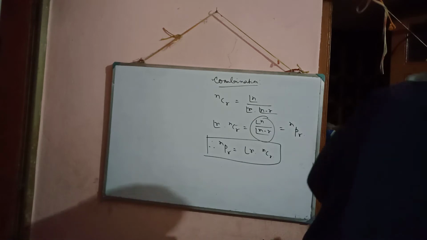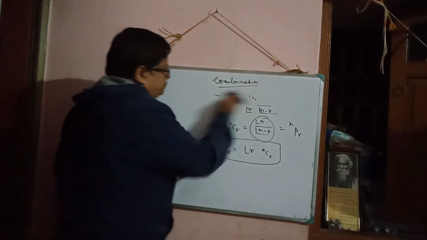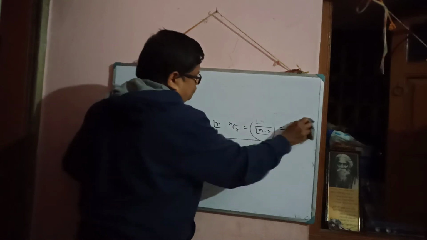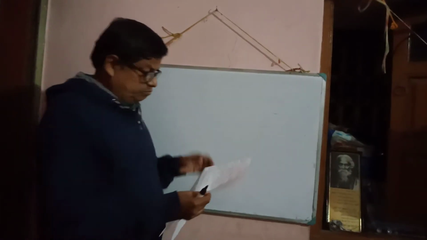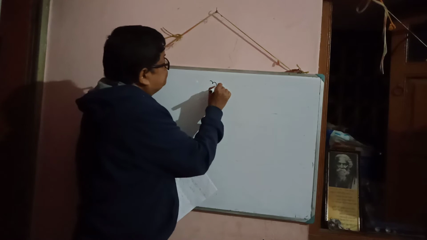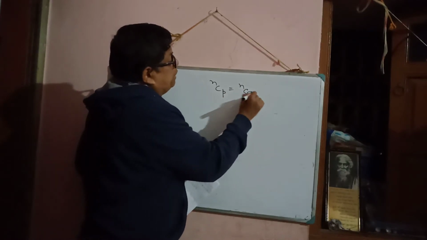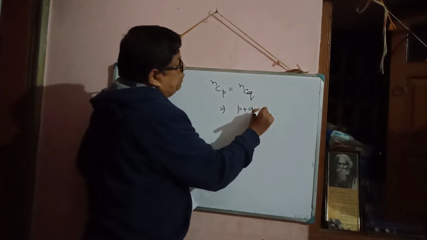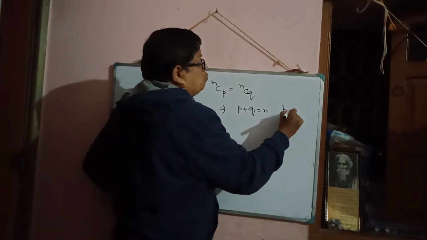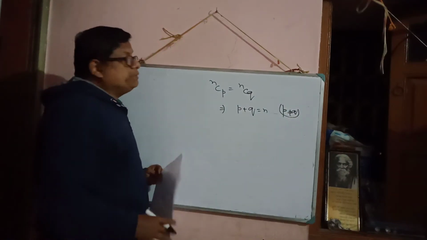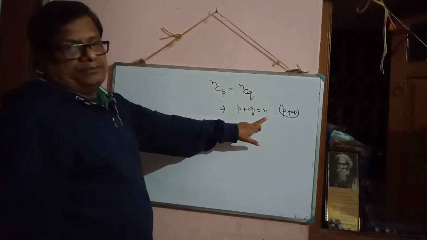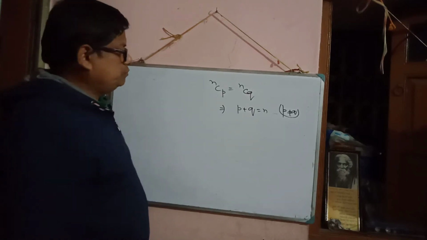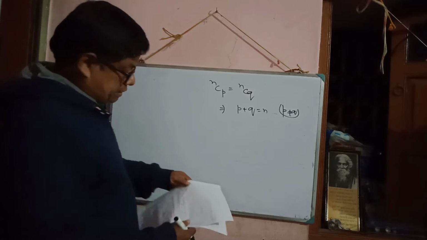Next one, only remember, very important formula: nCp equals nCq implies p plus q equals n, when p is not equal to q.